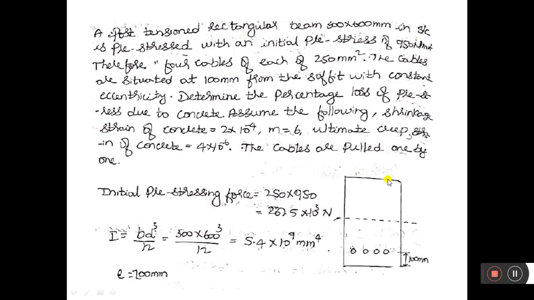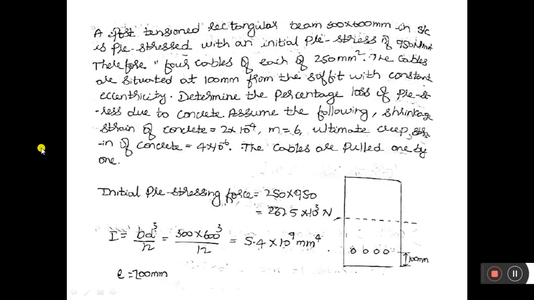So let us consider a concrete member which is a post tensioned rectangular beam of 300 by 600 mm. Since it is a rectangular beam, the centroidal axis will be at a distance of 300 mm from top as well as from the bottom, that is y1 is equal to y2 is equal to 300 mm. The 4 cables are provided at a distance of 100 mm from the soffit. Therefore, the eccentricity of cables with respect to the central axis will be 200. From here to here, the distance is 200. That is, e is equal to minus 200.